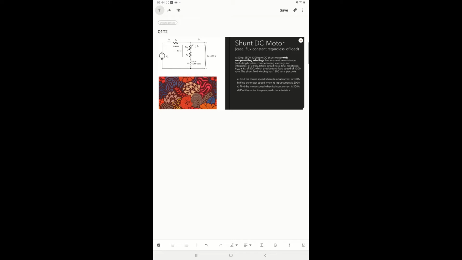So when we talk about load, it means we are connecting some sort of applications to the shaft, to the output shaft of the motor. So if we increase the load or decrease the load, the flux will be constant inside the machine, and that helps to maintain the output characteristics of the motor, and therefore it is desirable. Okay, that's why we have a compensating winding.